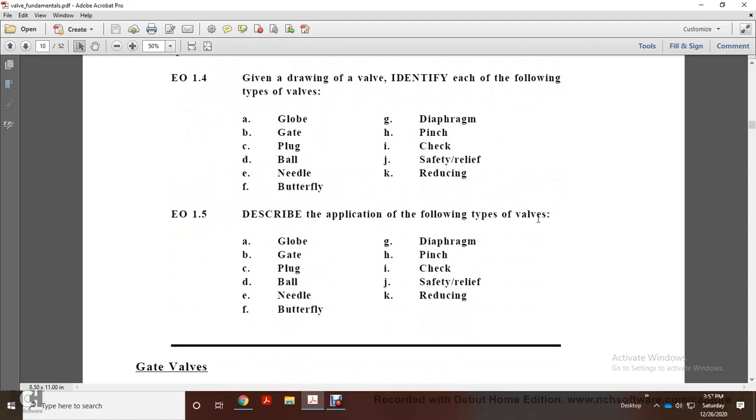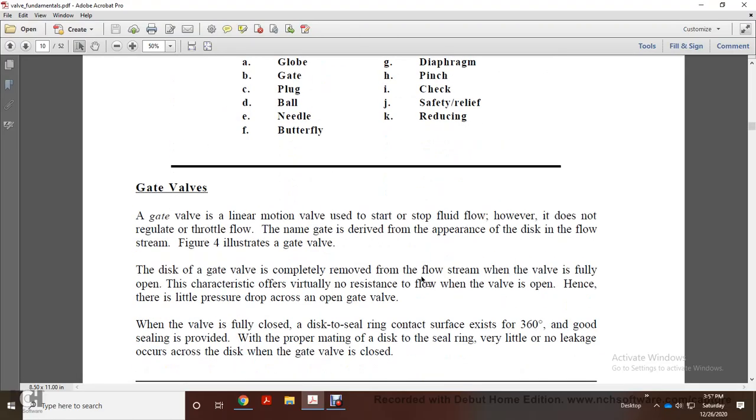Describe the application of the following types of valves: globe, gate, plug, needle, ball, butterfly, diaphragm, pinch, check, safety relief valve, reducing valve. The gate valve is a linear motion valve used to start or stop the flow of fluid. However, it does not regulate or throttle flow. The name gate is derived from the appearance of the disc in the flow stream. Figure 4 illustrates the gate valve. The disc of the gate valve is completely removed from the flow stream when the valve is fully open.